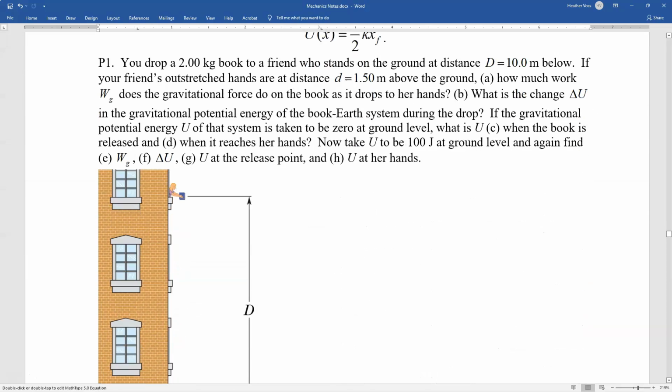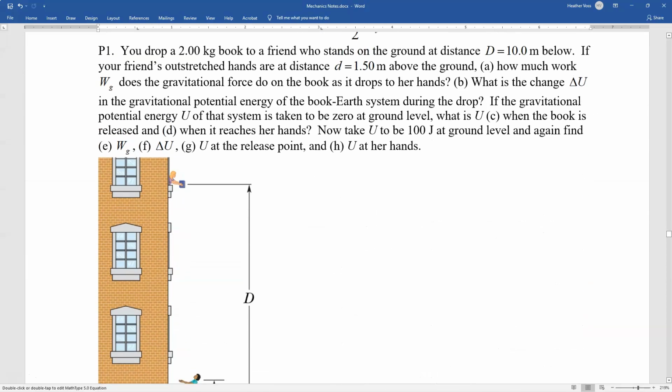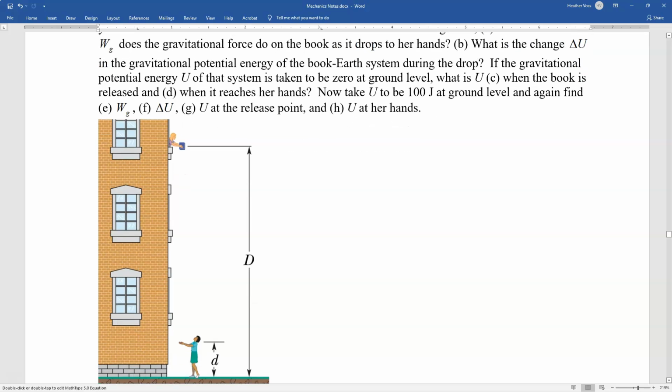So enough formulas, let's do some work and energy. You are dropping a book to a friend, hopefully not letting anybody get hit with the actual book. They are on the ground a distance of 10 meters below. If your friend's outstretched hands are 1.5 meters above the ground, we want to know how much work the gravitational force does on the book as it drops to her hands. So this is 1.5 meters.